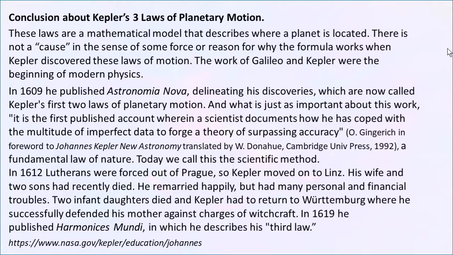And then in 1619, so this is 10 years after he published the first 2 laws in the previous book, he publishes Harmonices Mundi. I'm probably destroying the proper pronunciation, and he describes what is now being called his 3rd law. So anyway, that's a little bit of the history behind this.